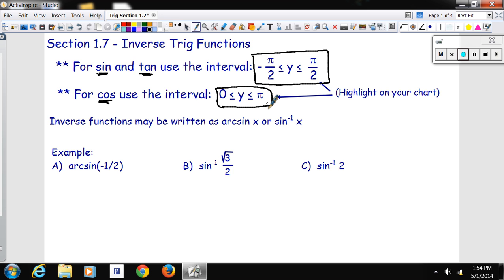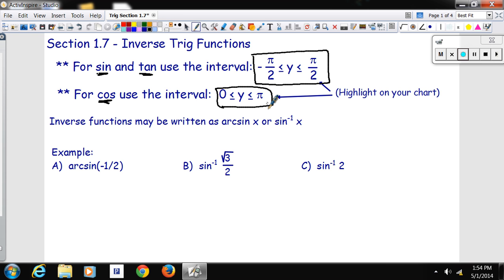Cosine will be the top 9. Sine is top 5 and bottom 5. Tangent, top 5 and bottom 5. And cosine is the top 9. Not anything on the bottom on cosine. Cosine is just the top 9.